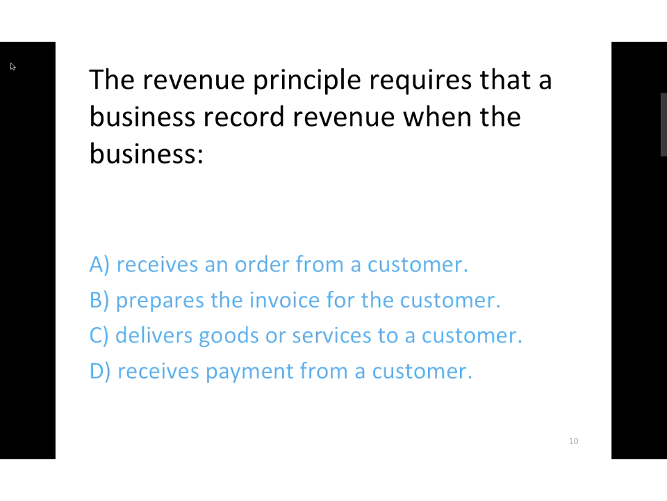The revenue principle requires that a business record revenue when the business A, receives an order from a customer, B, prepares the invoice for the customer, C, delivers goods or services to a customer, or D, receives payment from a customer. So we're looking for the revenue principle that requires a business record revenue when the business, okay, so when do we record revenue?